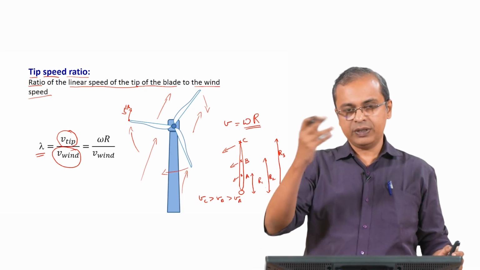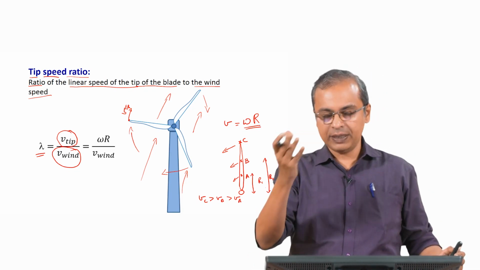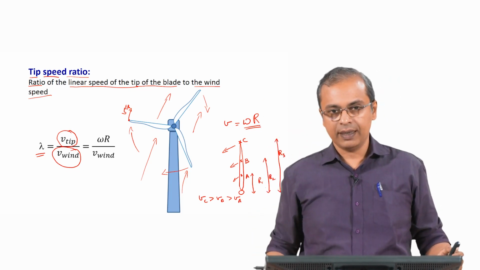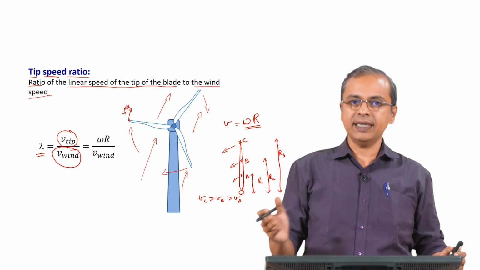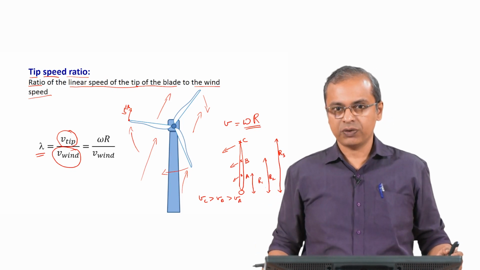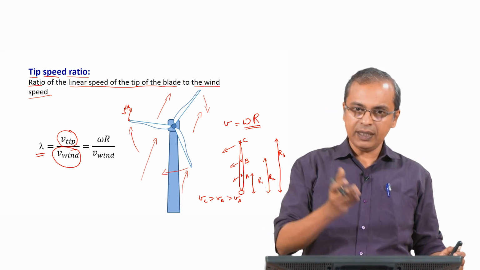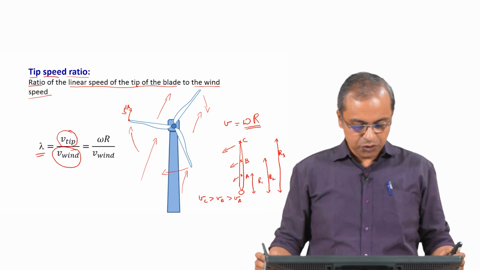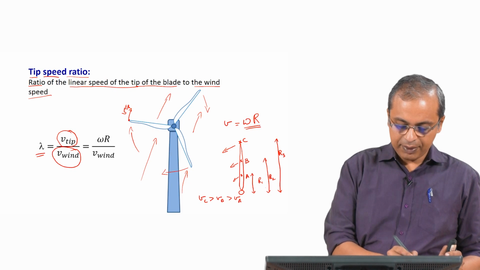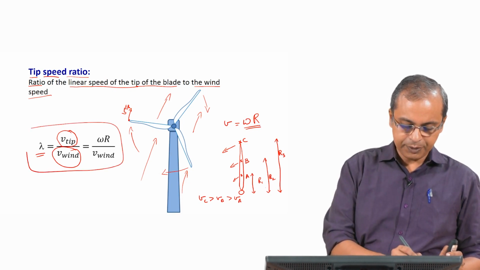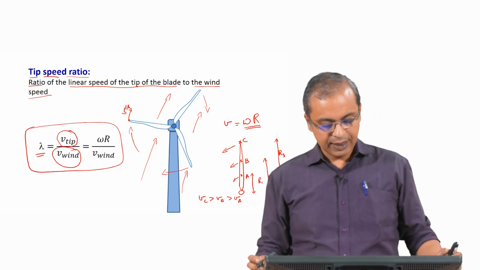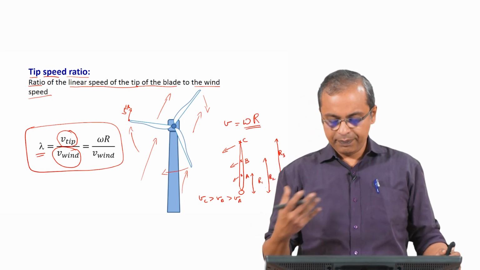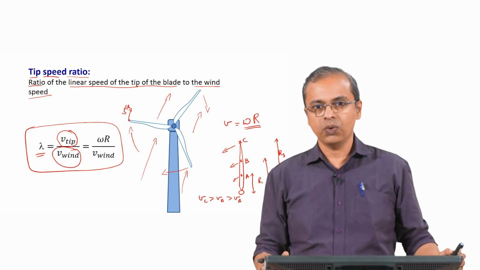So, full 360 degrees would be 2 pi radians. Based on that, however many RPM it does, that many RPM into 2 pi radians is what it would have covered in 60 seconds. So you get the angular velocity, and once you get the angular velocity, you do V equals omega r, and then you get the linear velocity. If you do that, you will get this lambda, which is the tip speed ratio, omega r by V wind. Just to give you an idea, we are going to see some values as we go along.